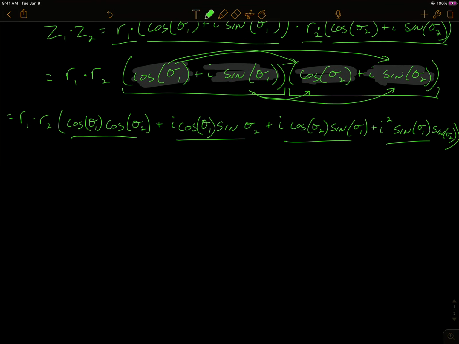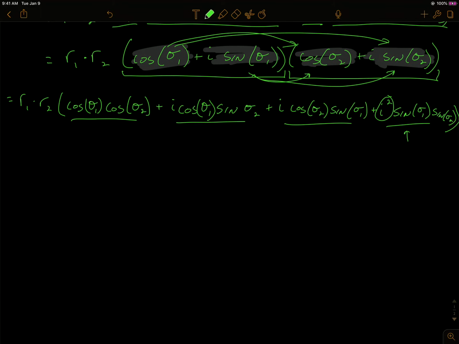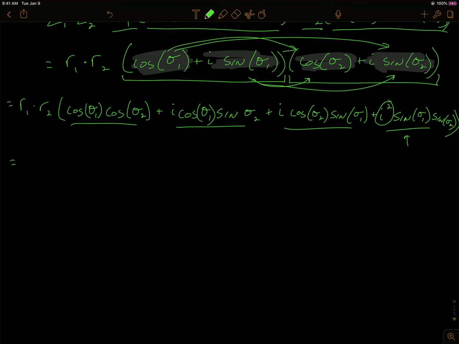Okay, so now I see 1, 2, 3, 4 terms here. Two of them are imaginary and two of them are real. Remember, this one over here is real because the i squared is really a -1. So I'm going to regroup these in pairs. I'm going to rewrite them, writing the reals together and then the imaginaries together.